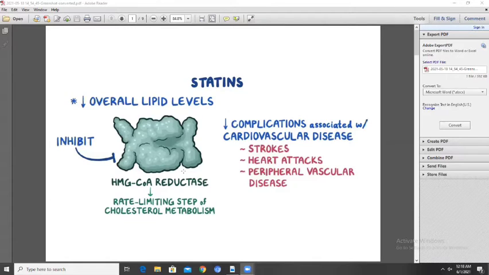The complications associated with increased cholesterol level are stroke, which can lead to death, heart attack, ischemic heart disease, myocardial infarction, angina, and peripheral vascular disease. In peripheral vascular disease, we have the following things: retinopathy, vasculopathy, nephropathy.